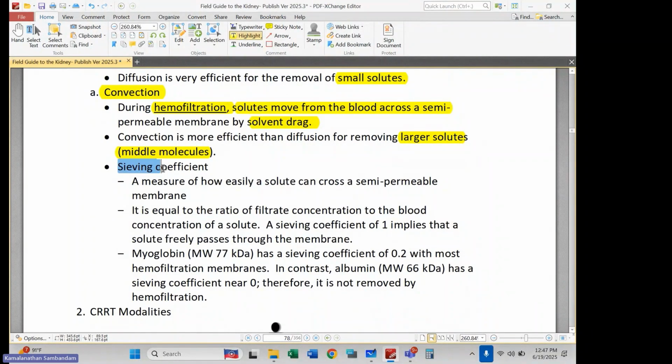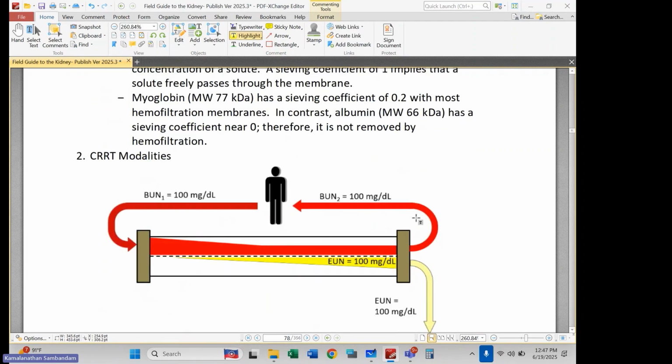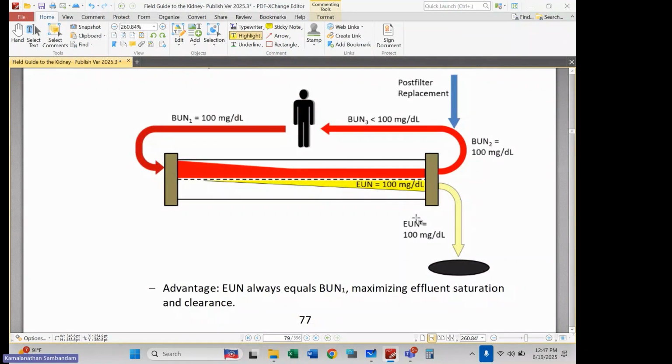A way that describes the ability of solutes to move across a semipermeable membrane with hemofiltration is the sieving coefficient, okay? That is a mathematical relationship that describes the concentration of effluent solute compared to the blood water or plasma water concentration, okay?